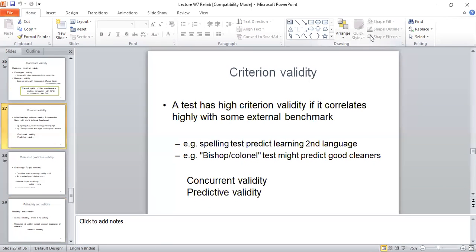Okay, so criteria validity means basically affirming a correlation you are doing with some external criteria. External criteria means another test or another segment of a test, a test which is already statistically established, and it is very well used in the market.